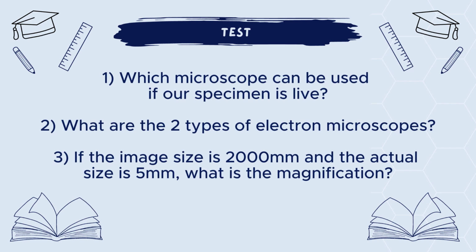So number 1 is which microscope can be used if our specimen is live? Number 2, what are the two types of electron microscope? And number 3, if the image size is 2000 millimeters and the actual size is 5 millimeters, what is the magnification? You will now have 30 seconds to either write down your answers or think of them in your head.